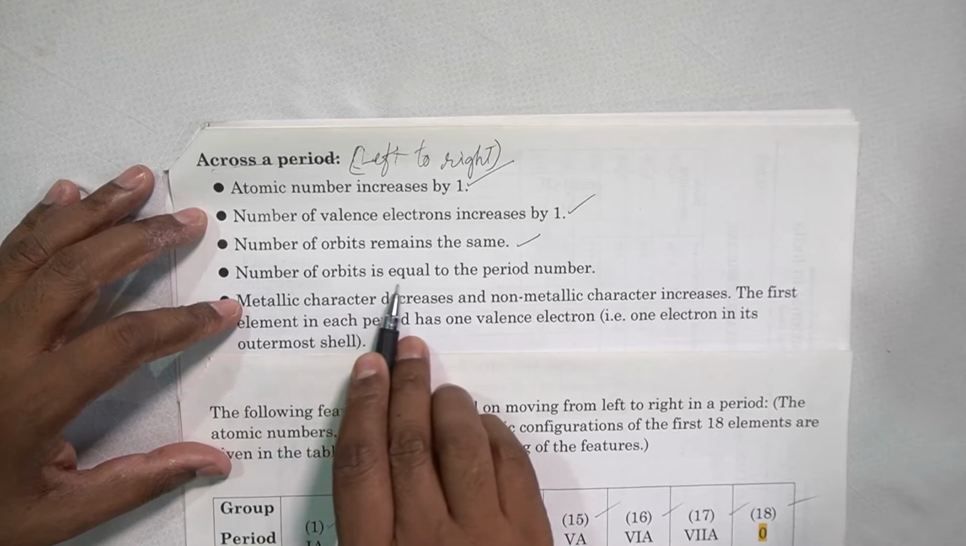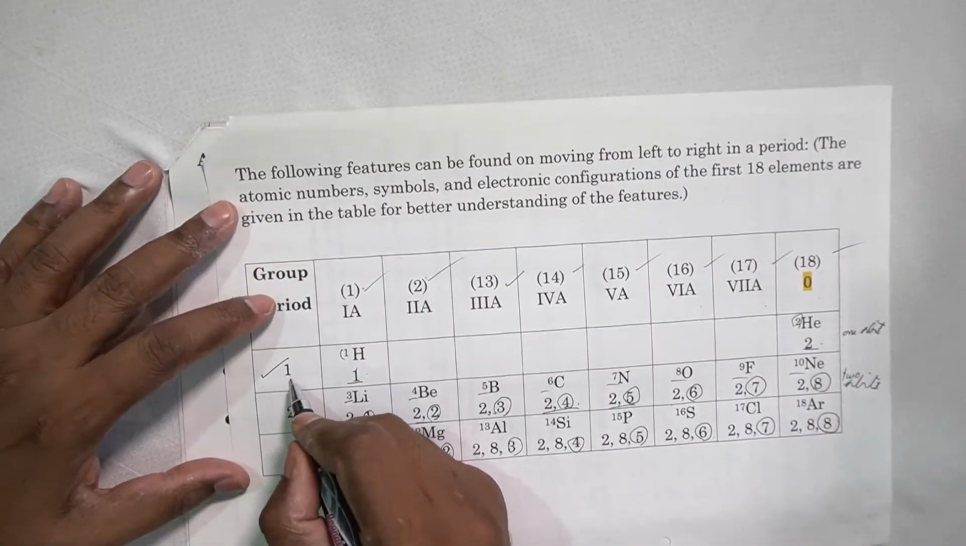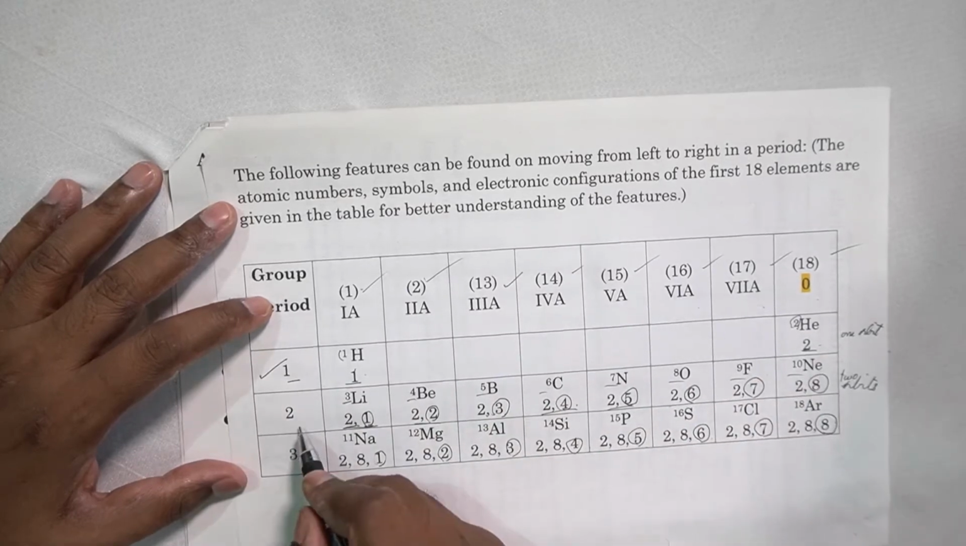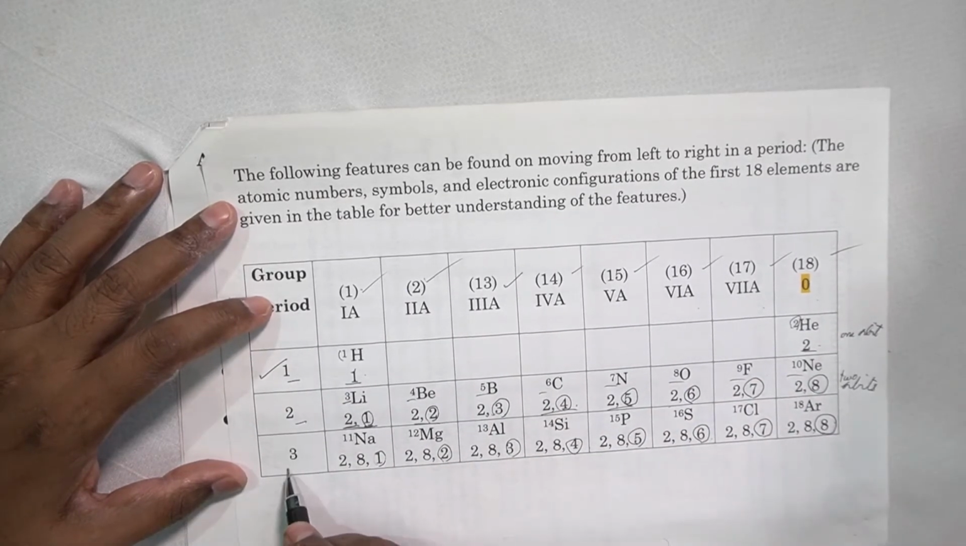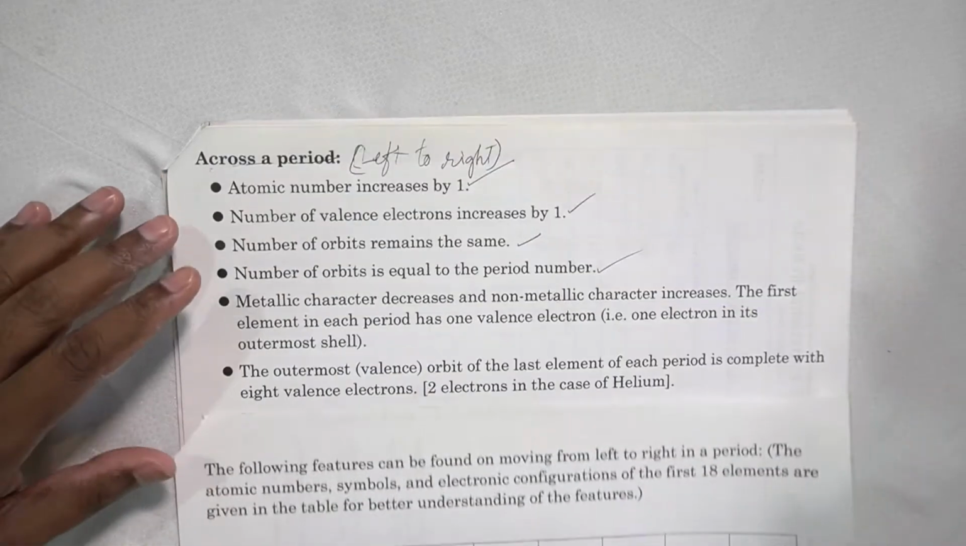The next point is the number of orbits is equal to the period number. That's what I said. Period 1 will have only 1 orbit. Period 2 will have 2 orbits. Period 3, all of them will have 3 orbits. You can see that from the electronic configuration.